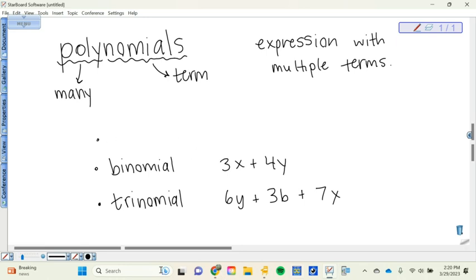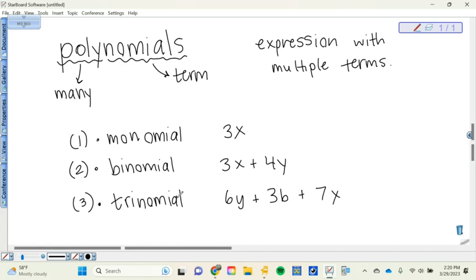And what was the third one? Monomial. 3x. Perfect. 3x, right? Monomial has 1 term. Binomial has 2 terms. Trinomial has 3 terms. Polynomial is the umbrella under which all of those fall.